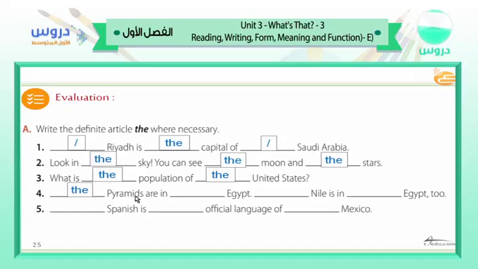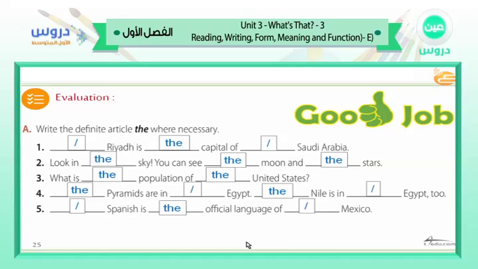Number four, pyramids, monuments. So we use "the." That's great. The pyramids are in Egypt. Egypt is a country. We don't use "the" with country. That's very nice. The pyramids are in Egypt. Nile is in Egypt too. Here we have a river, so we use "the." The Nile is in Egypt too. Yes, very nice. Thank you so much. Number five, Spanish. Spanish from Spain. It's nationality, it's language, it's culture. It's the official language. Now we mentioned this language the second time, so I use "the," that's great. Spanish is the official language of Mexico. Here we have a city or country, we don't use "the" with it. Yes, that's very nice. Thank you so much for helping. Good job, my great students.